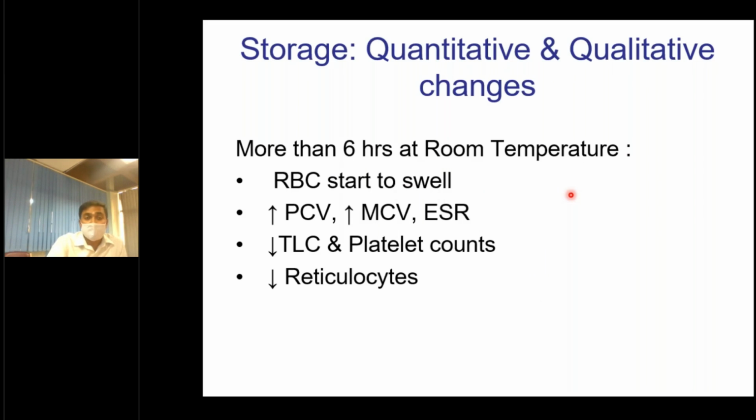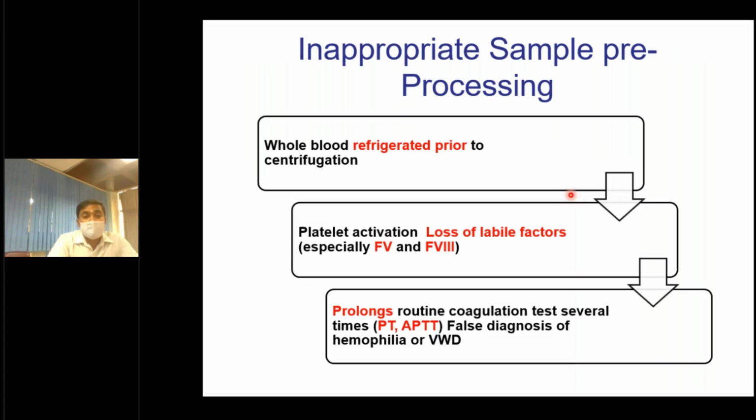The next factor that is going to affect the results is storage. If you store an EDTA sample for more than 6 hours, it is going to affect different parameters, such as the red blood cell indices, because the RBCs start to swell, and the PCV, the packed cell volume, will increase, the mean corpuscular volume will also increase, and ESR will also get affected. While the TLC, because the cells start to degenerate, results in false leukopenia, and the platelet counts will go down. Because with time, the reticulocytes, even in vitro, will mature, so you will have a falsely low reticulocyte count. So you need to check for proper storage.